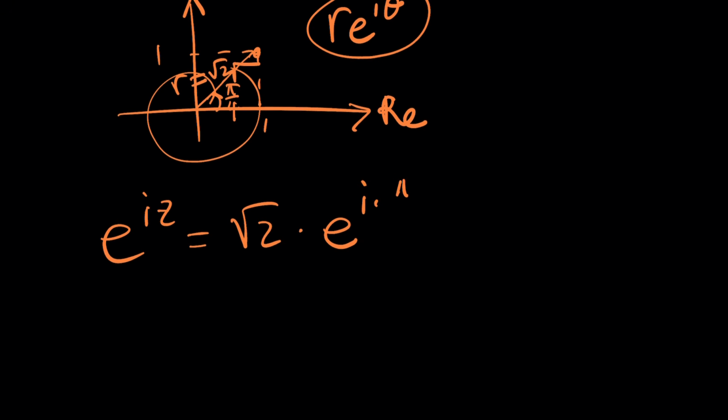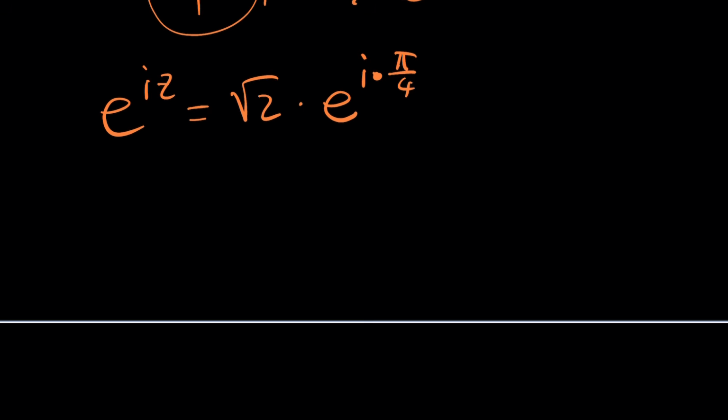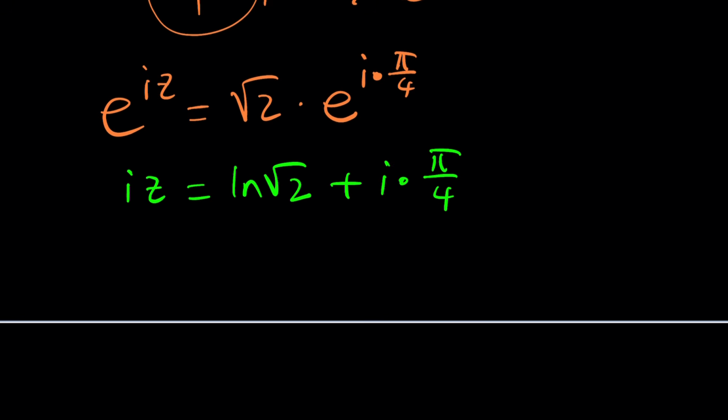Well, the natural log is going to tell us the truth, right? If you natural log both sides, that's going to give us iz equals ln root 2 plus ln this, which is i times pi over 4. And finally, we're going to divide everything by pi, but I have a better idea.